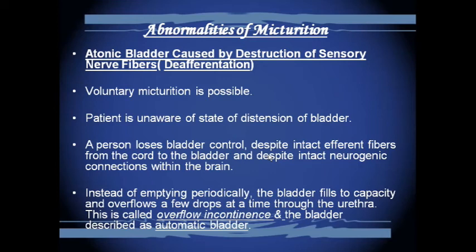So instead of emptying periodically, the bladder fills to capacity. What happens if the patient is not aware and doesn't void voluntarily? The bladder will keep filling and reach a level where it is overfilled, and then it will start having overflow, a few drops at a time through the urethra, which is called overflow incontinence. Means the bladder is too full, and with further increase in urine, the patient will keep passing urine drop by drop continuously without any voluntary control. So it is called overflow incontinence, and the bladder is described as automatic bladder.